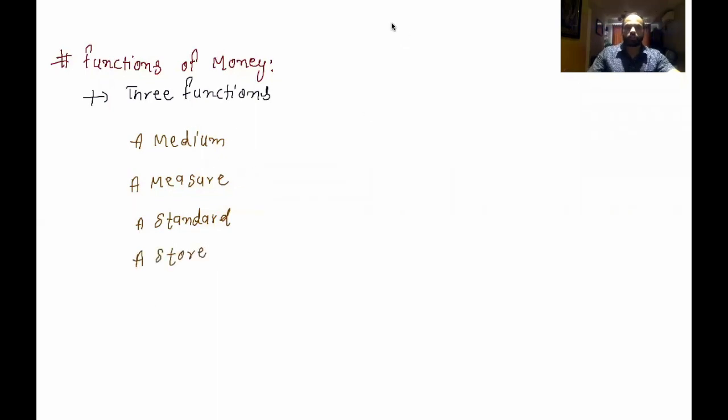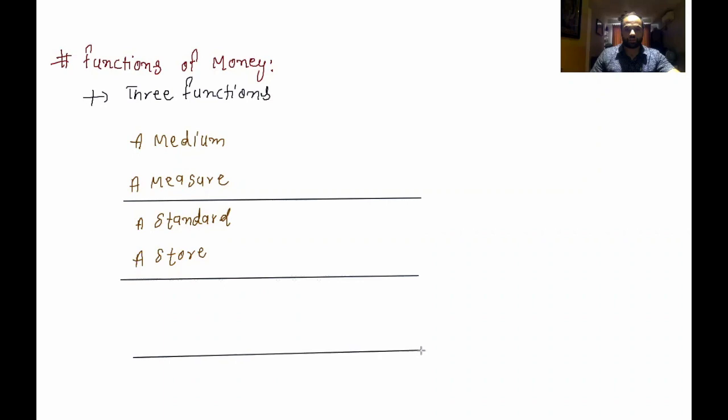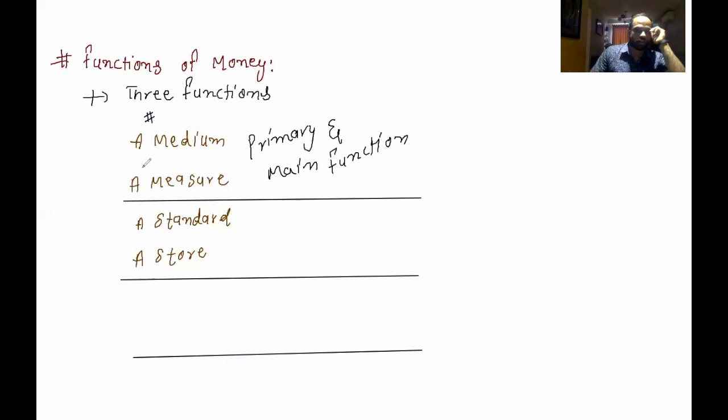All right. So now these four are divided into two parts in order to understand the three different functions that we're going to study here. The first we call the primary and main function. What is the primary function of money? Obviously, medium of exchange, and that it can be measured. So those are the primary functions.